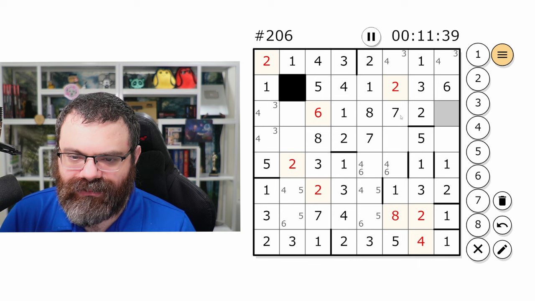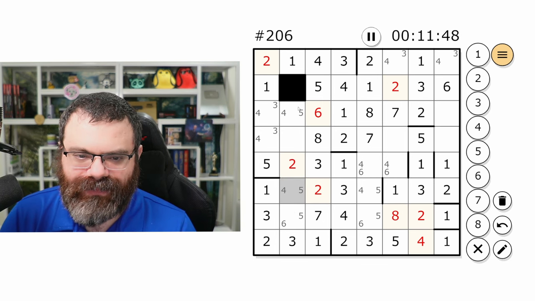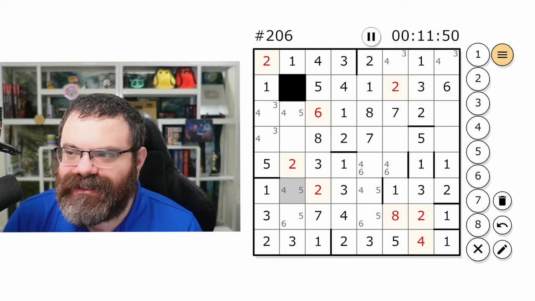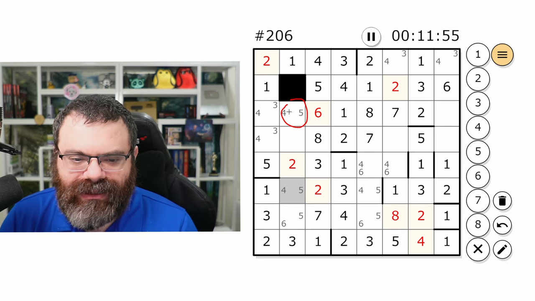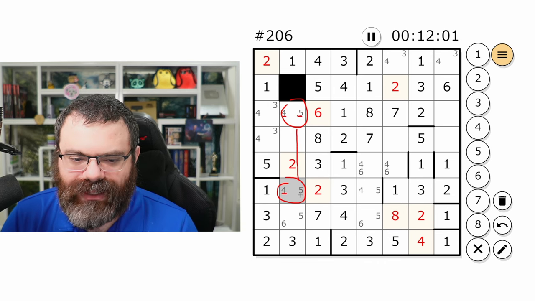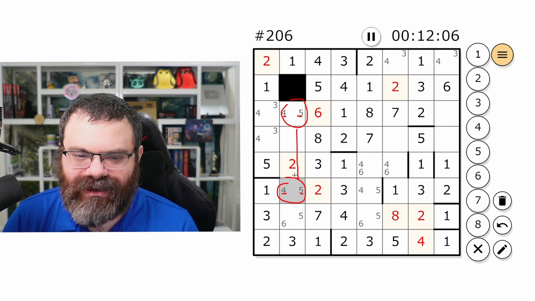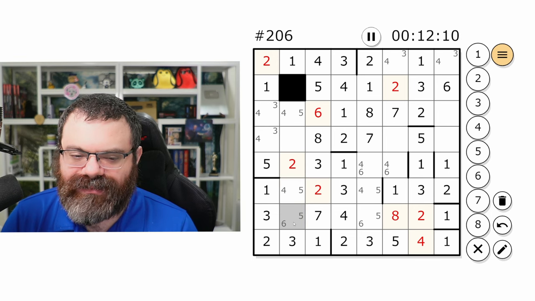How about this row? We need 3, 4, 5. This can't be 3. This is only 4, 5. So that's a 4, 5 pair. Right? These have to be different digits. Here, let me draw again. This cell and this cell have to be different digits because they share a column. And the only two digits available are the 4 and the 5. So one of these will be 4, one will be 5, which means we can't have another 4 or 5 in the column. That's a pair. One of the more basic techniques that is beyond a single.